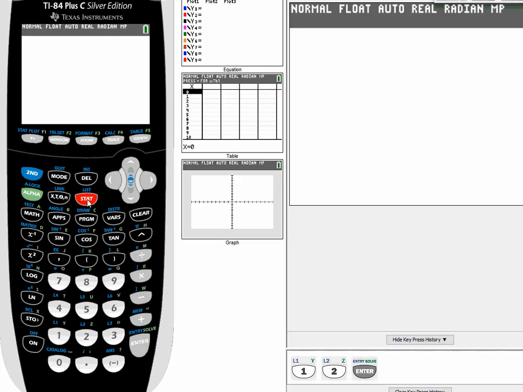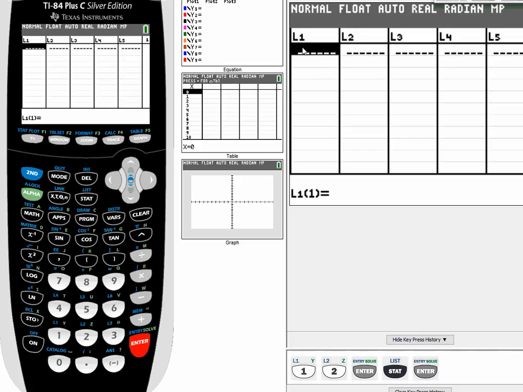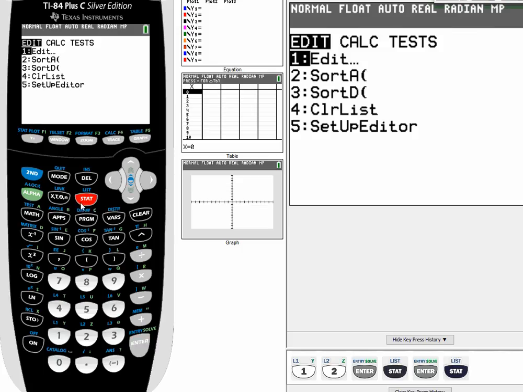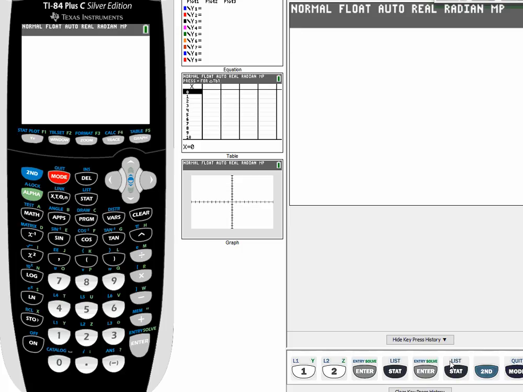So if you remember how to do that, you push Stat and Edit. And if list 1 isn't there for you, somehow you've inadvertently deleted it, you can do one of two things. You can go second plus 712, which will just clear out everything and restore it the way it was. Or you can push the stat button, and there's this one called 5, setup editor, and press enter a couple times, and that will restore list 1 for you as well. I have the key history here. Every once in a while I'll clear that if I have to start over again.